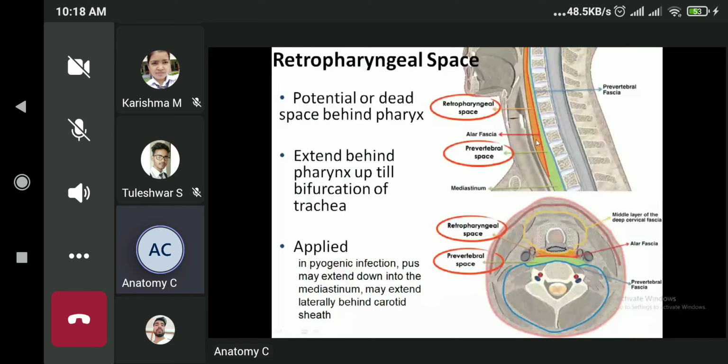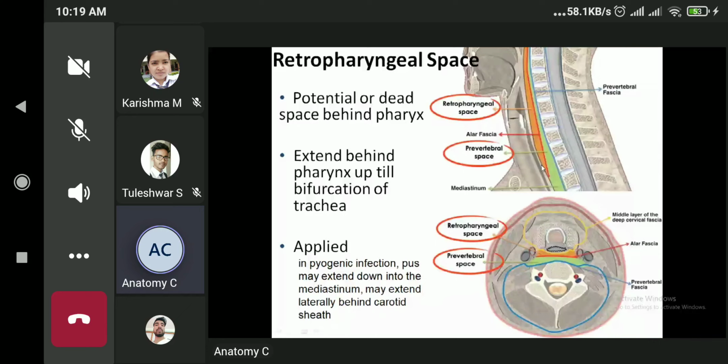Retropharyngeal space is considered a potential or dead space that lies behind the pharynx, and its main function is to provide space for expansion of the pharynx. It extends behind the pharynx up till the bifurcation of the trachea, because we know the alar fascia finally gets fused with the buccopharyngeal fascia anteriorly up to the level of the bifurcation of the trachea, forming the lower limit of the retropharyngeal space.